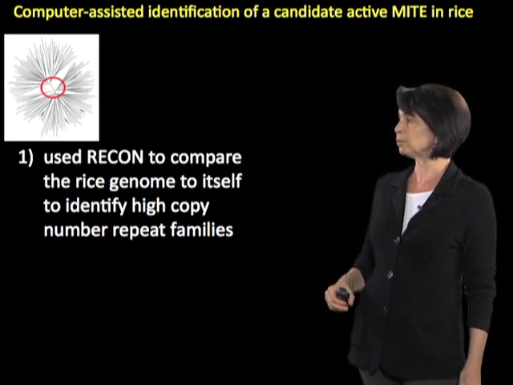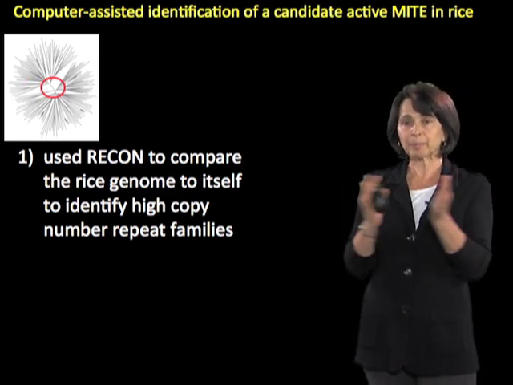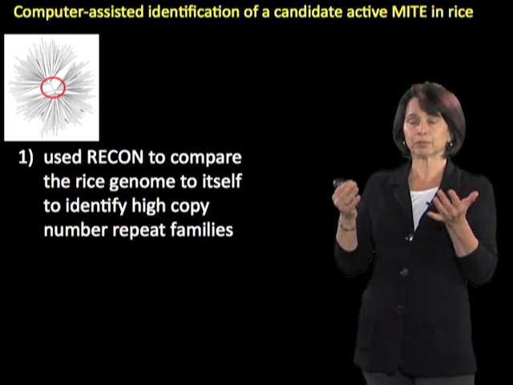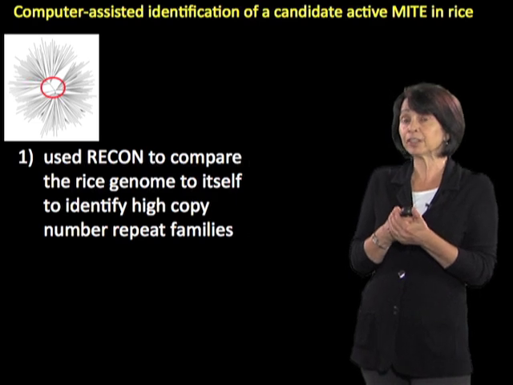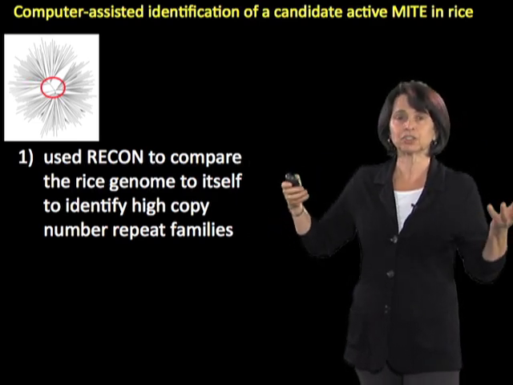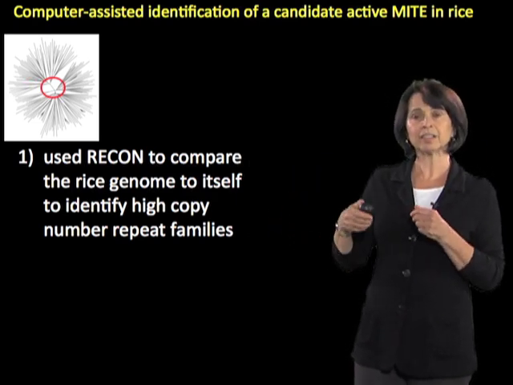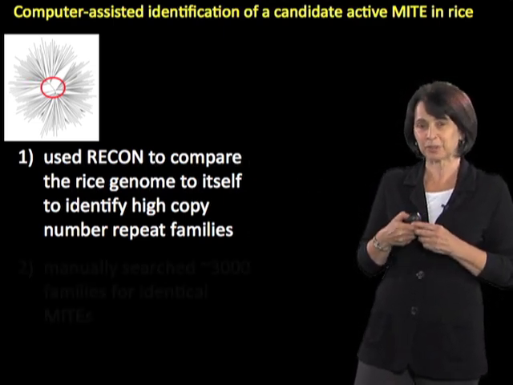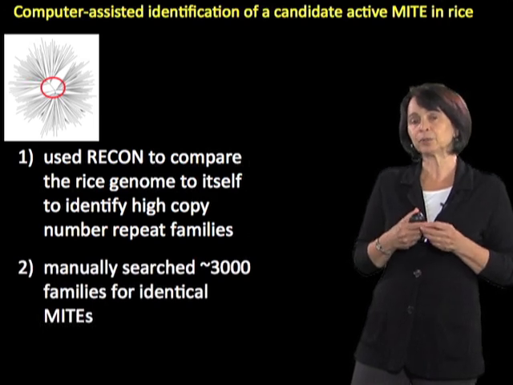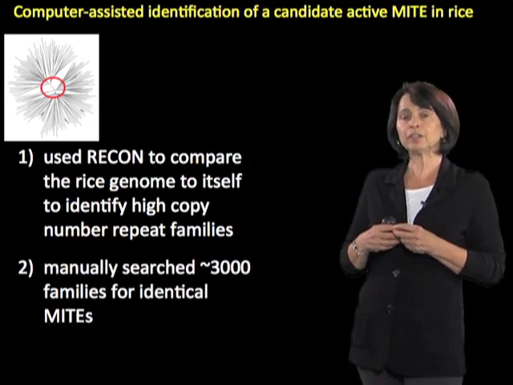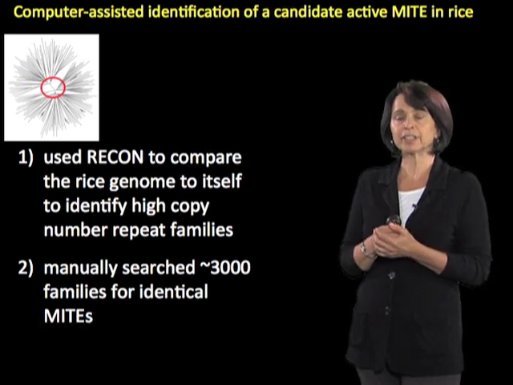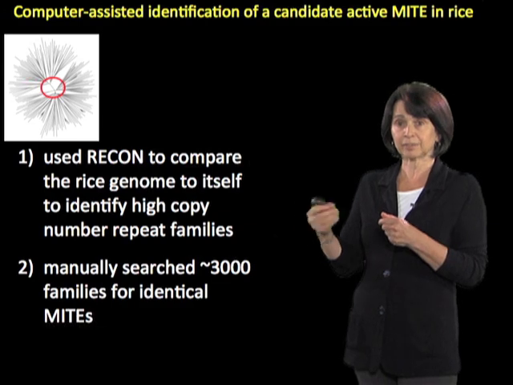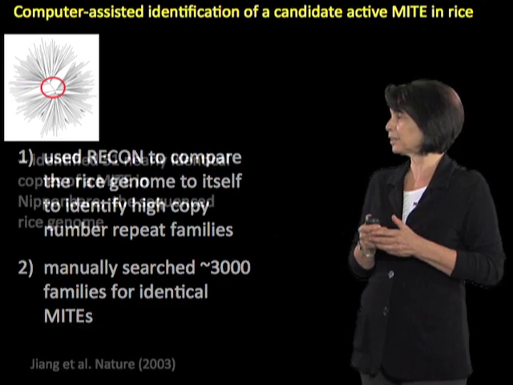So what was done is we took the rice genome sequence, compared it to itself, and in that way identified high copy number repeats. About 3,000 repeats were identified. These could be genes, these could be transposable elements. Now the human being has to come in. The human being came in devising the Recon protocol. But what you have to do, and this was done by Ning Jiang, is she manually searched each of these 3,000 families to try to find a sequence that looked like a mite. And she found one, obviously, or I wouldn't be talking about it now.